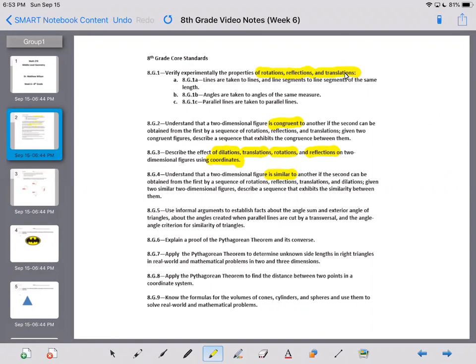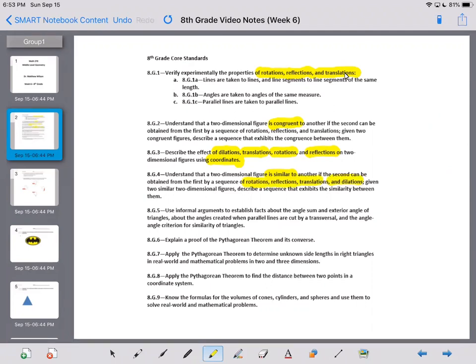Those are called rigid transformations. Think of the word rigid. It means it's not really changing its size. We're either moving it, we're rotating it, or we're reflecting it over an axis. And then 8.G.4, we're looking at similarity, which is different than congruence. Similarity means the same shape, different sizes. And that's what we'll get when we rotate, reflect, and translate and dilate.